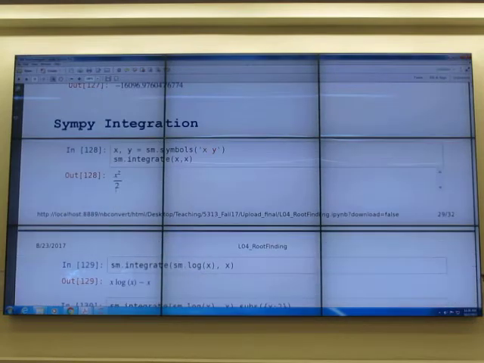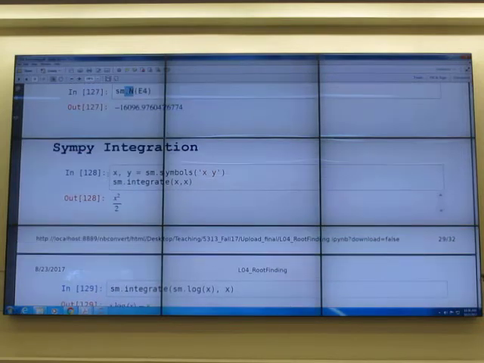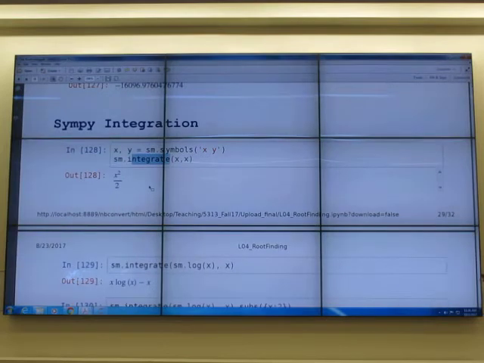Integration with Sympy. You did differentiation already. Let's do integration. x, y equal to symbols x, y. sm.integrate x comma x. Integrate x dx with no boundary. You get x squared over 2. Right? Integration of x gets x squared over 2. But if you give it the range, maybe from 1 to 20, you get something else.